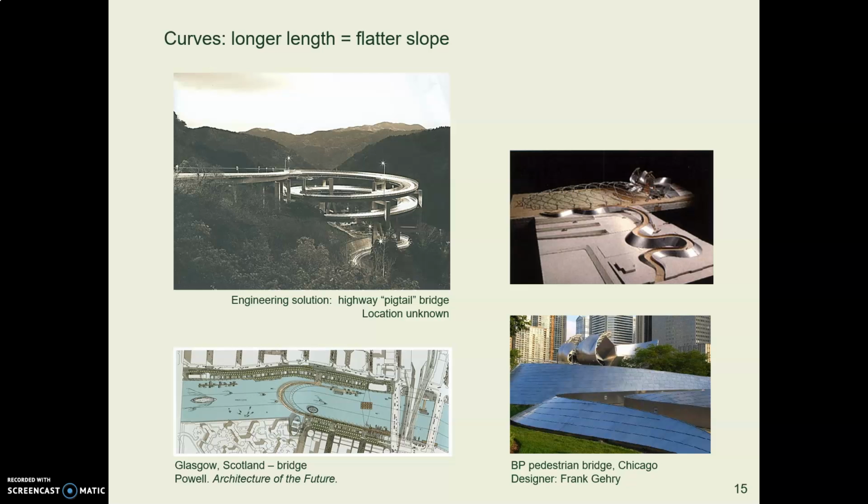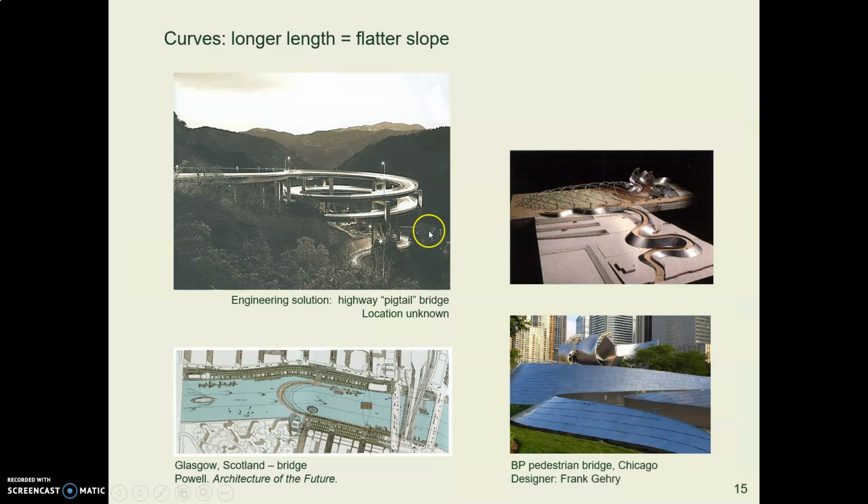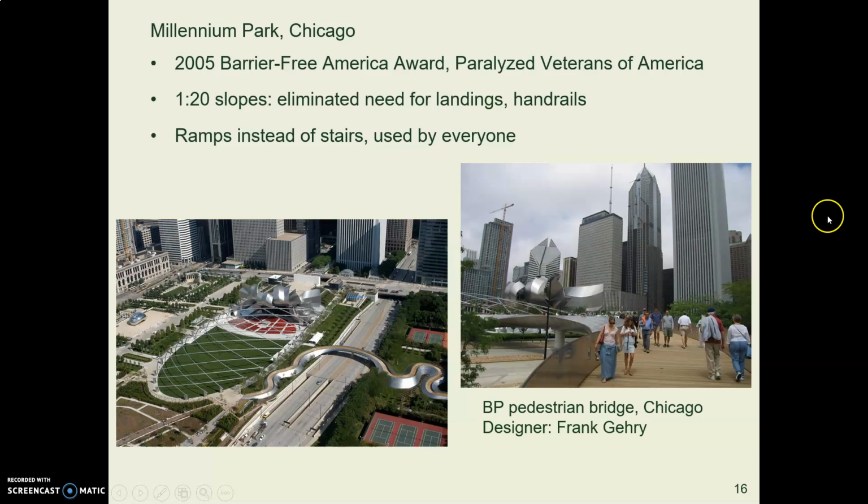So the idea of curves, if you have a long sweeping curve, you have a long length to rise, whatever your rise is. A long length will give you a flatter slope. And with that in mind, I want to show you this, the two pictures on the right are a pedestrian bridge in Chicago. The Millennium Park in downtown Chicago. This is an aerial view of the park. So this is downtown Chicago.